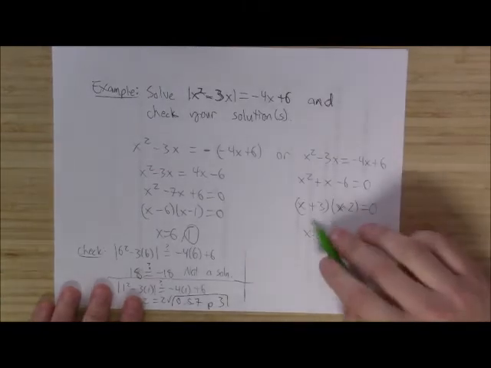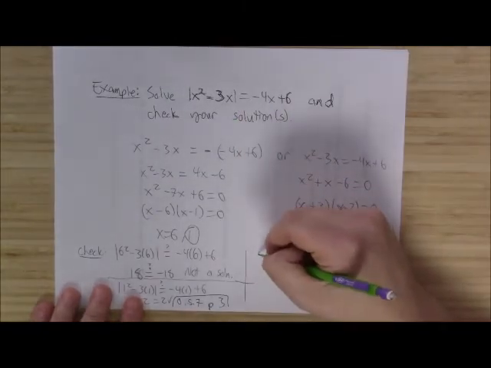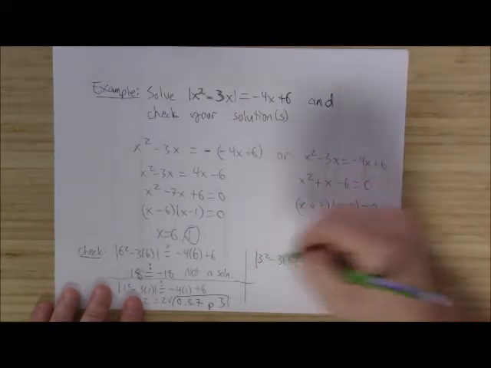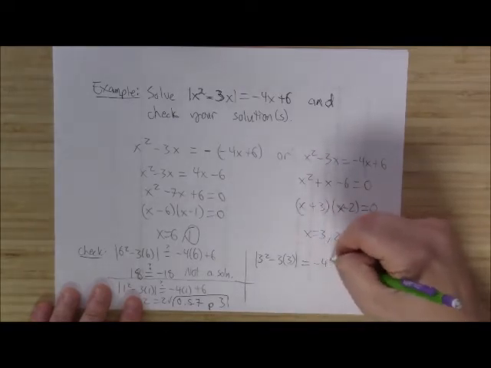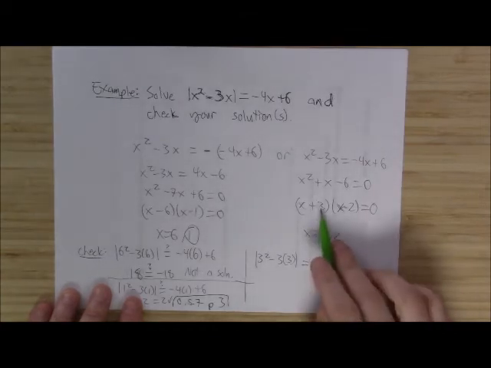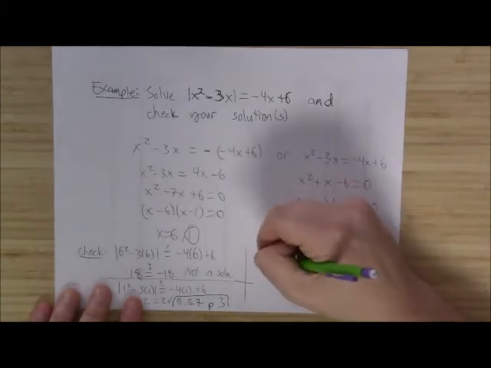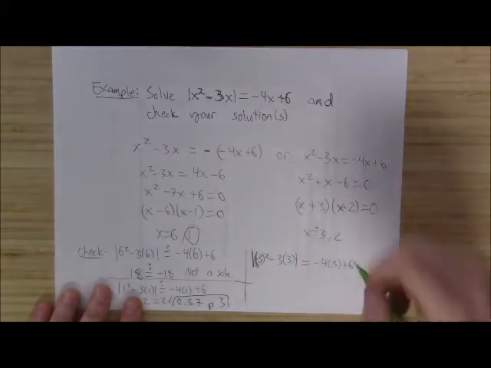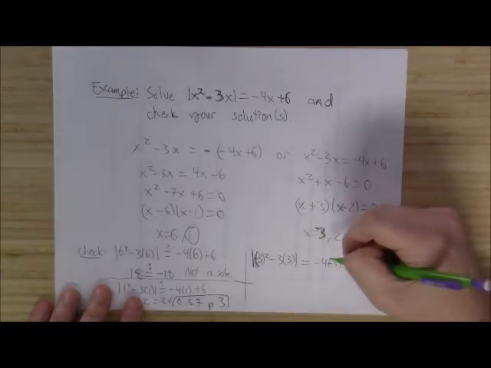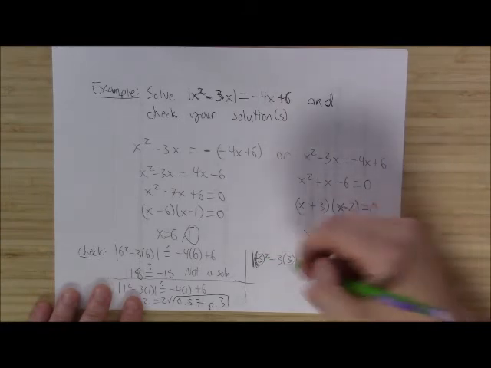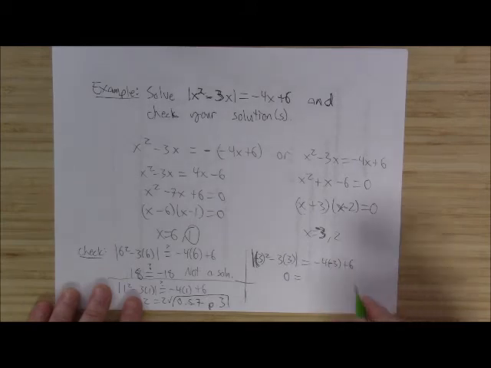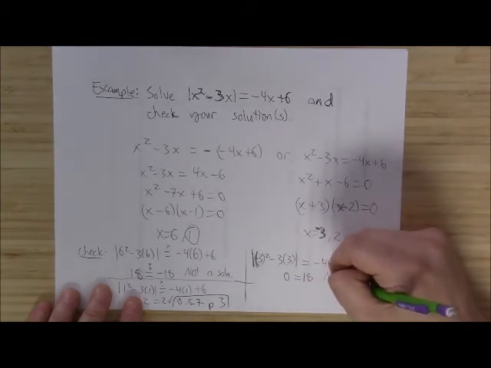What about over here? Plugging in 3 back into the original, we end up with 3 squared minus 3 times 3. Does that equal negative 4 times 3 plus 6? And the answer is no, it does not. That should be negative 3, sorry. So I need a negative 3 squared. Yeah, there we go. So here we end up with 9 minus 9, so we get 0 here. Does that equal negative 4 times negative 3, which is 12, plus 6, that is 18, so that does not work. Not a solution.